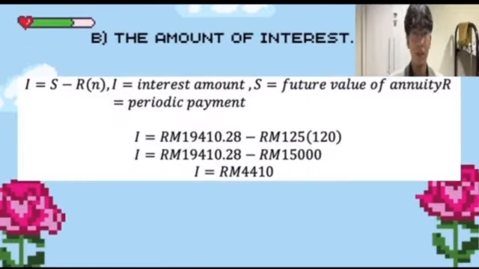To calculate the amount of interest, the formula is I equals S minus R times n. I is interest amount, S is future value of annuity, R is periodic payment. So I equals RM 90,410.28 minus RM 125 times 120. So we get I equals RM 90,410.28 minus RM 50,000. So we get I equals RM 4,410.